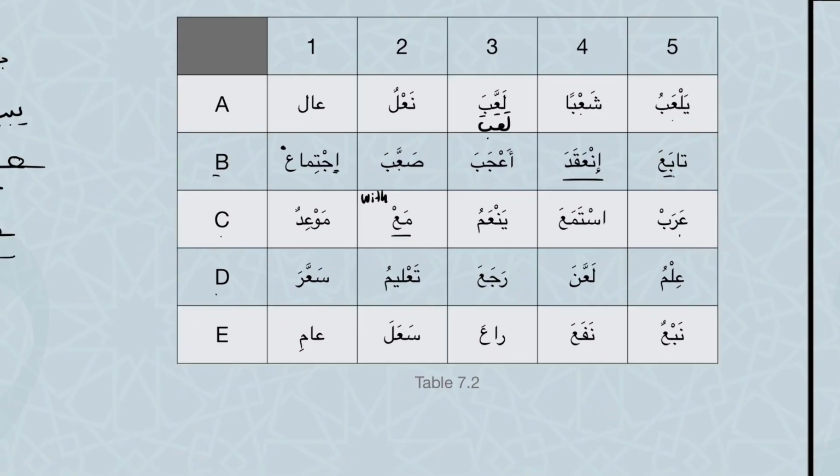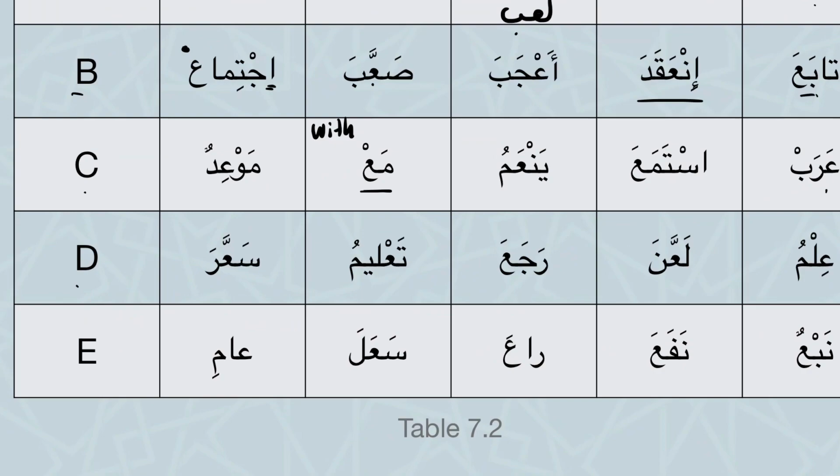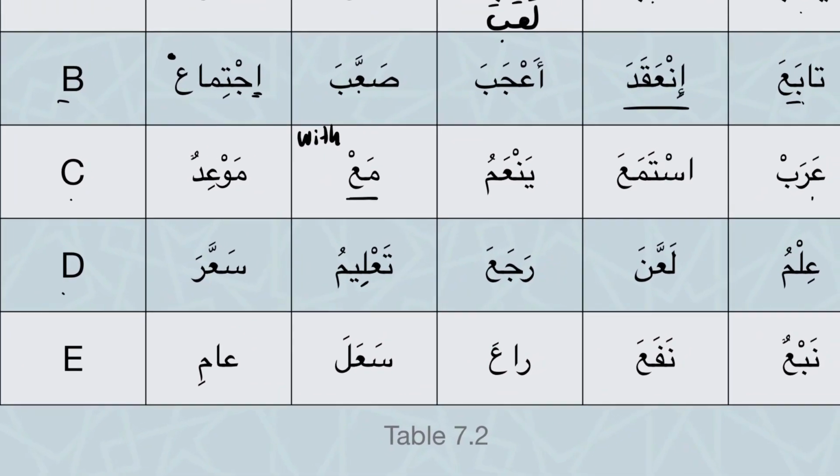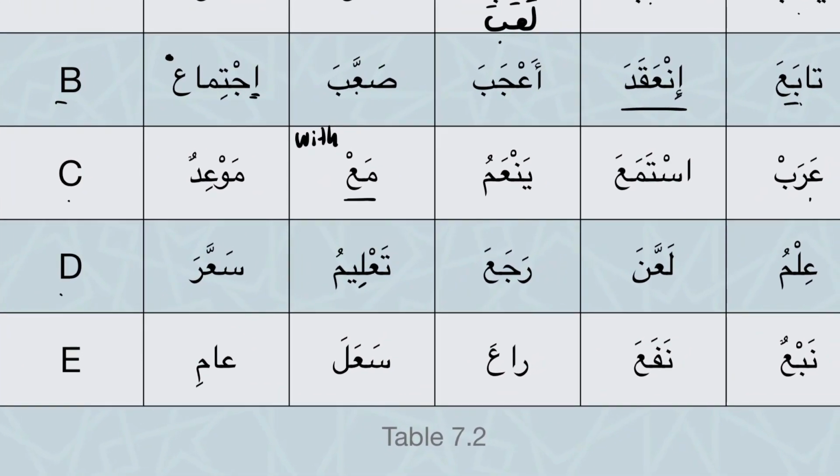Row D is سعر, سعر. And there is تعليم, تعليم. Why? There is a kasra on the lam, but it's not written there, of course, but we know it because of the ya after, so it's a long vowel E sound.